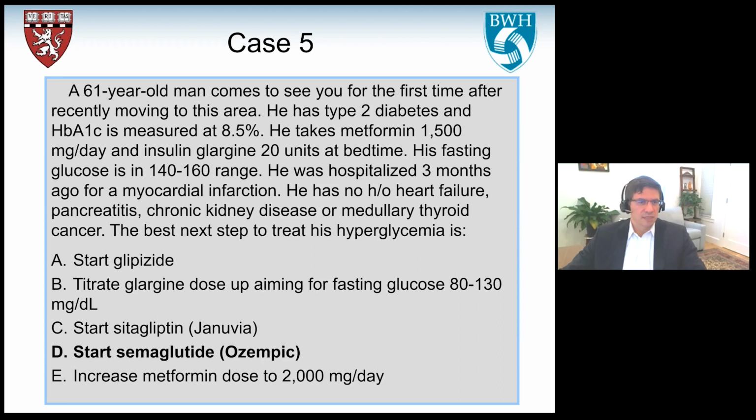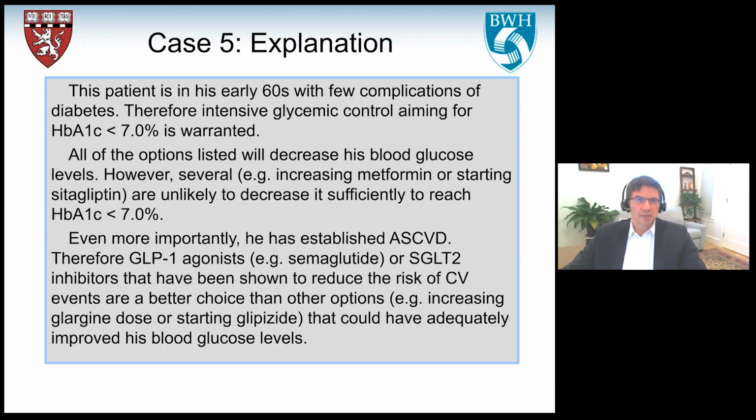And the right answer is D. Start semaglutide or Ozempic. This patient's in his early 60s with few complications of diabetes, therefore intensive glycemic control aiming for hemoglobin A1C less than 7% is warranted. All of the options listed will decrease his blood glucose levels.